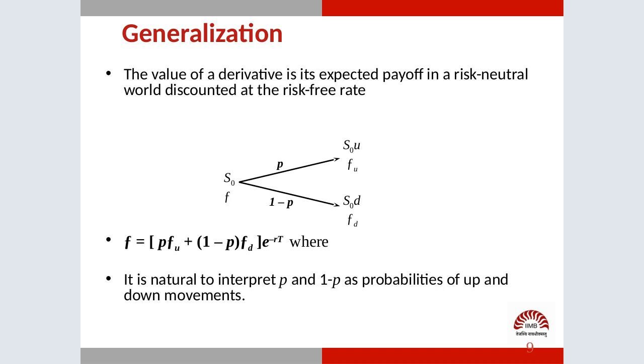I've written that your probability to get to S naught U is P. Your probability to get to S naught D is 1 minus P. So what is the expected value in that sense? How will you calculate the expected value? Forget the table, forget the graph and all that. Simple question, how will you calculate the expected value in this scenario?